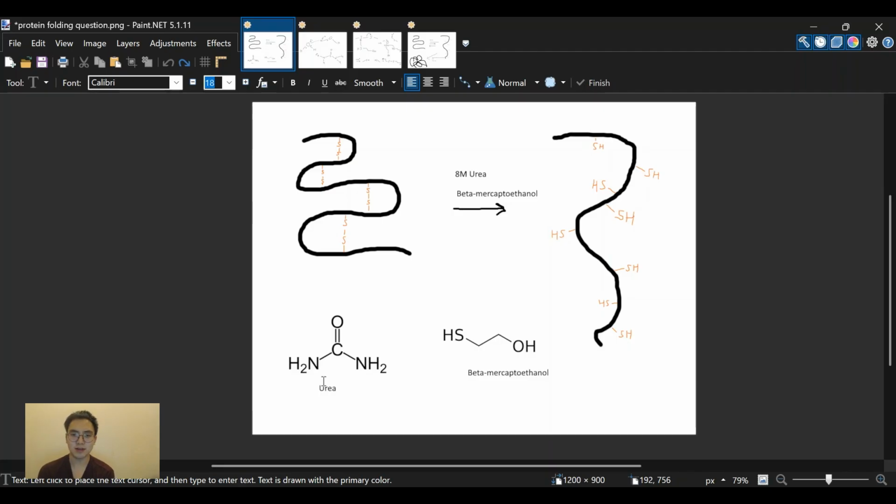Let's think about that for a second. What happens to the protein? Urea causes the denaturation, breaking of the hydrogen bonds. So removing urea will allow the protein to reform hydrogen bonds. Is this enough to form its shape? That's something that you can argue.